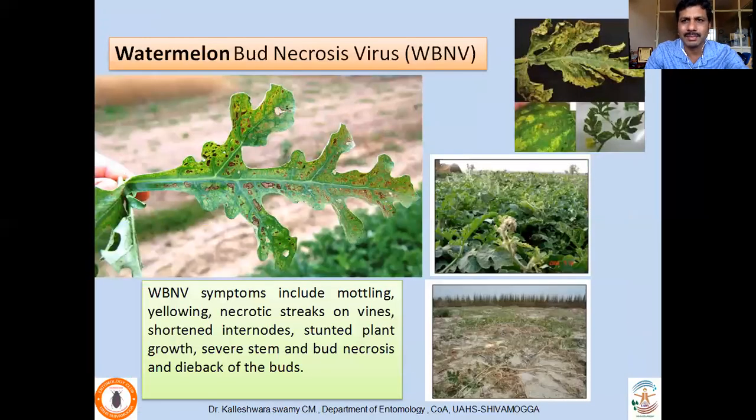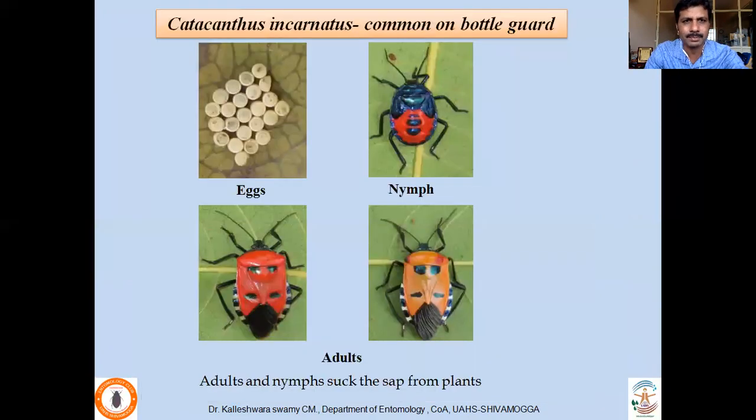Okay, so again, whatever management strategies we targeted at aphids may be advocated here also, but compared to aphids, thrips are very serious pests in cucurbits, especially in the watermelon, by transmitting this one of the deadliest viruses called watermelon bud necrosis virus. This is a tospovirus, in fact.